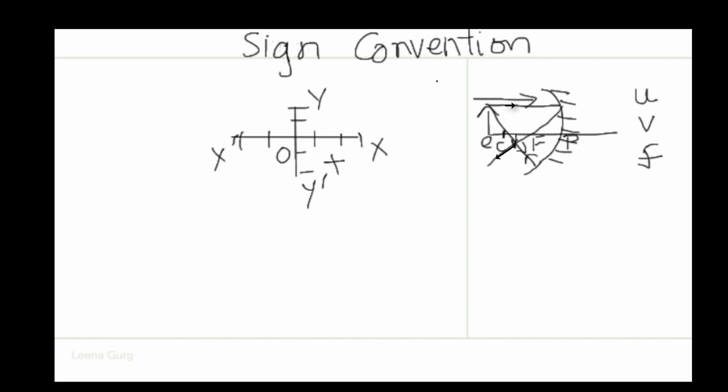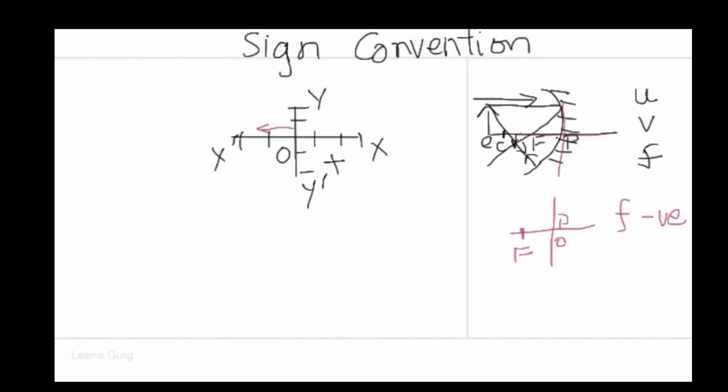Now I'll take a different color and draw the coordinate axis over here. This is x and this is y, and this is the origin O. So I've drawn this coordinate axis like this. If this is O, which is the pole of the mirror P, and you want to measure the focal length, the distance FP, you can see that this is on the negative side, so in this case the value of F will be negative.